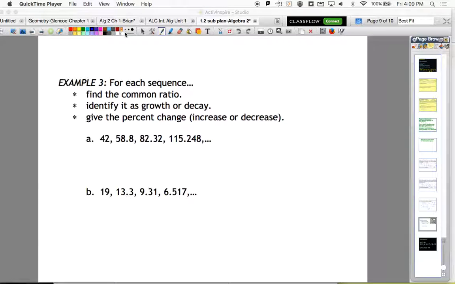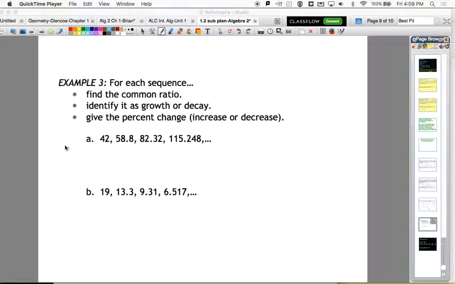Last example today is to take a look at a sequence and see if you can figure out what the common ratio is, identify it as growth or decay, and give the percent change. Unlike some of the other ones, it's kind of hard to see what the growth rate or decay rate is going to be on each one of these. Hopefully you can tell that the first one in A is going to be a growth. So we sort of answered that second question, and the B is going to be a decay. So growth is going up, the decay is going down.